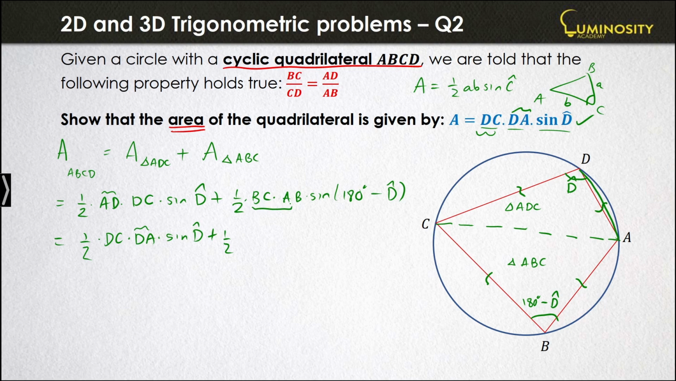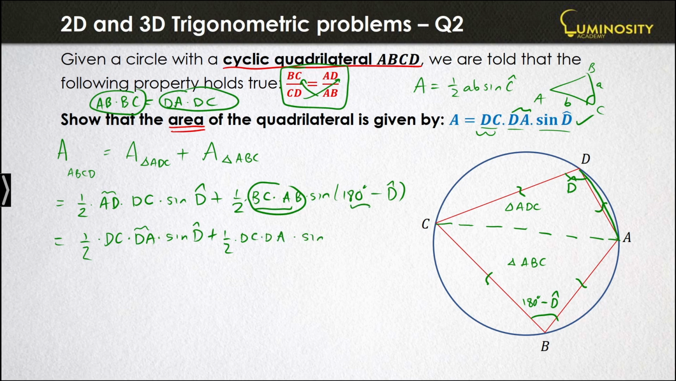So let's see if there's any information that was given to us that can help us get rid of that. Well, we were given this proportion to hold. I can rearrange this proportion if I multiply the denominators across here. So I multiply that by AB and that by CD, I get AB times BC equals AD or DA, same thing, times CD or DC, same thing. So I can replace this expression here with this expression here. So I can be half times DC times DA times the sine.